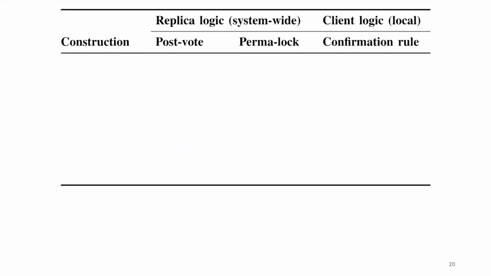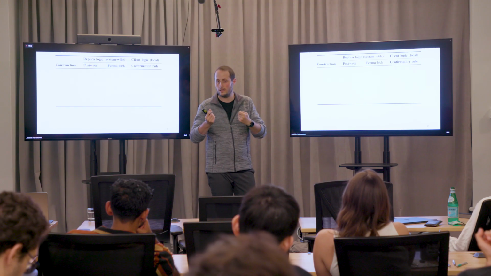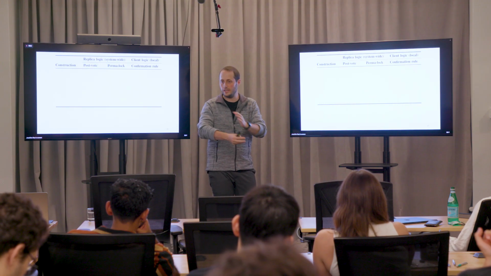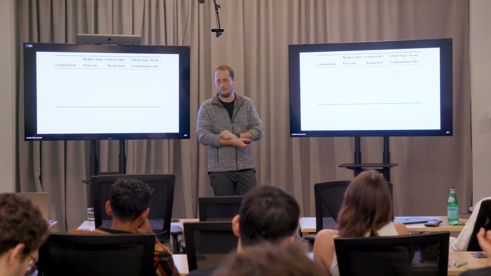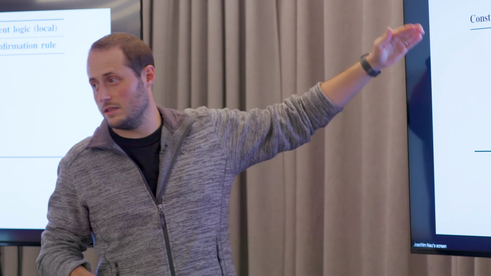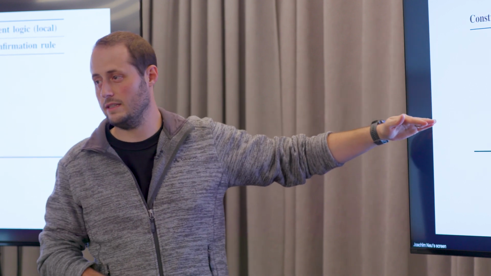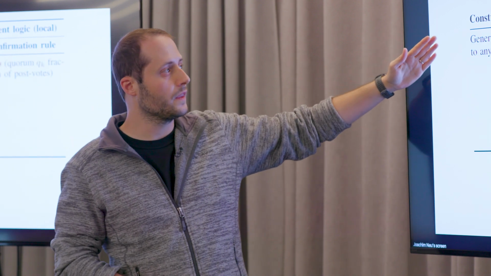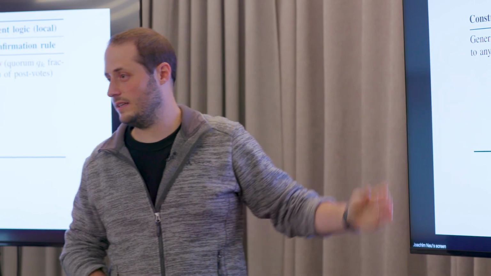And now we can ask, okay, post-voting and permalocking, these are two mechanisms that we need on the replica side. These are system-wide mechanisms. On the other hand, the confirmation rule, these client-specific quorums, they are client logic. They're local decisions. Every user of the system can choose their own confirmation quorum. And we can look at different constructions. There are different constructions in this O-Flex family, of how we implement these three mechanisms.